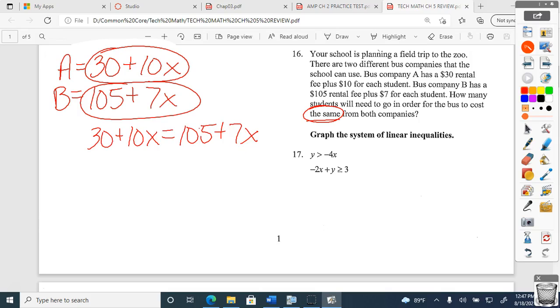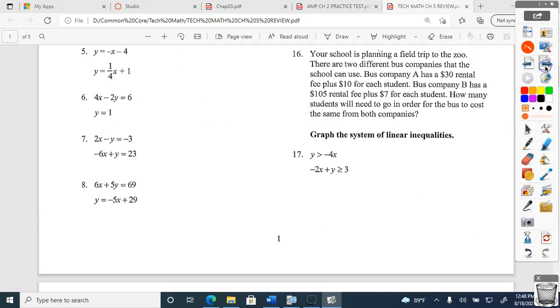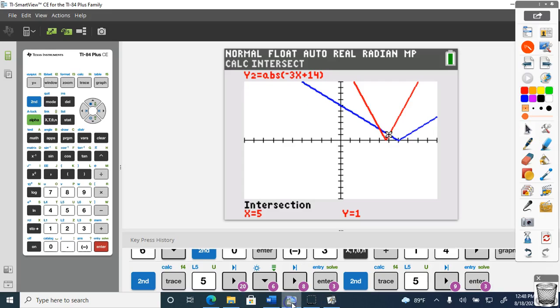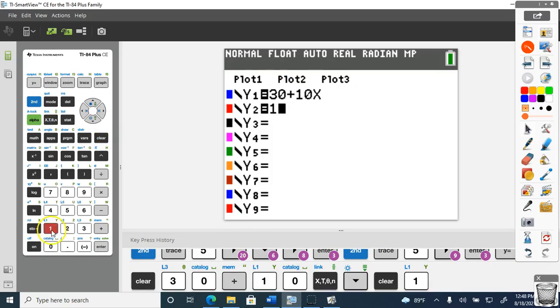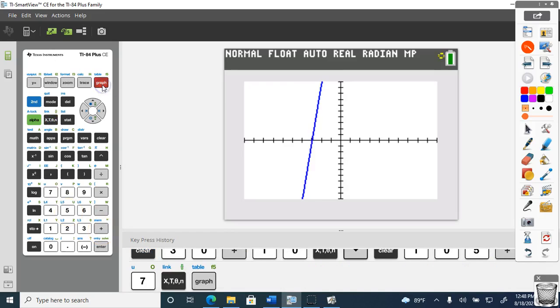And now I can work this problem just like I did 13, 14, and 15. I can graph it. Put 30 plus 10x for one y equals and 105 plus 7x for the other y equals. Is that making sense? All right. So let me go to my y equals real quick. Y'all got those memorized for me? It was 30 plus 10x and 105 plus 7x. Yeah. And we're going to hit graph.